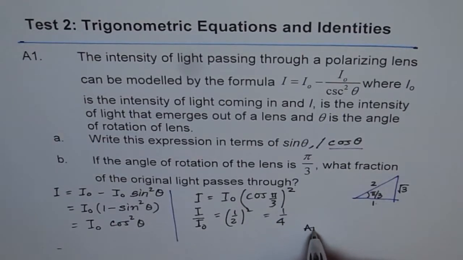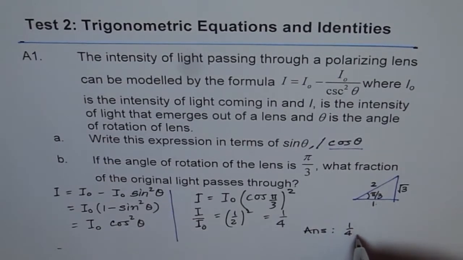So our solution here is that 1/4 of the light passes through. That is the fraction. 1/4 of light passes through, correct? So that is how you're going to solve it.